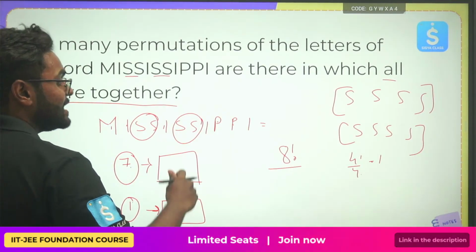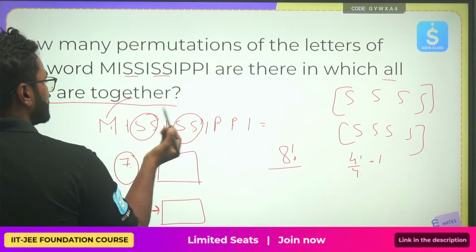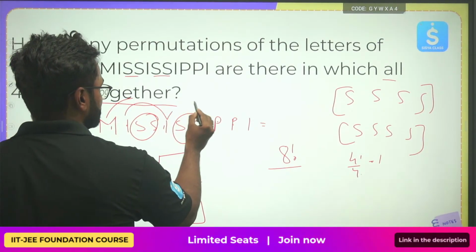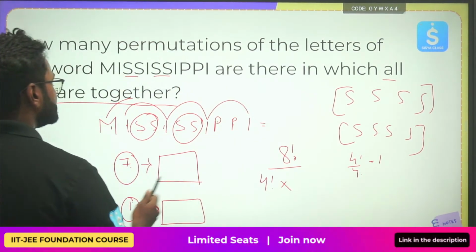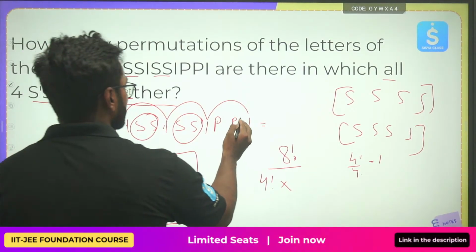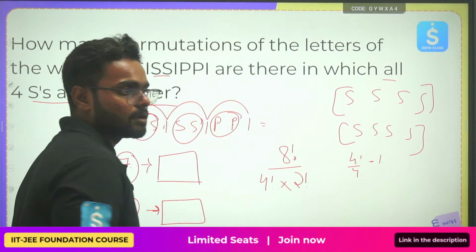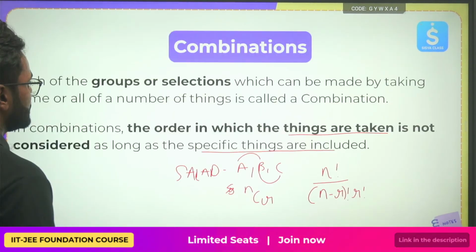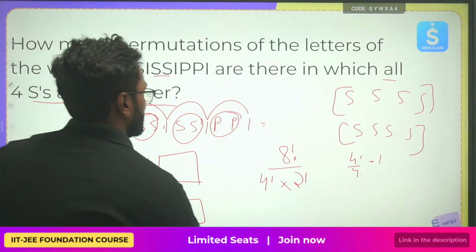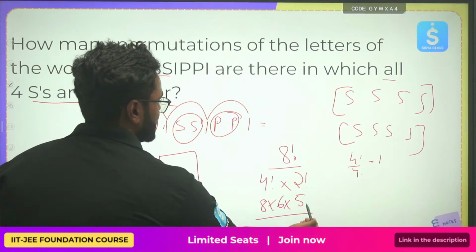Now coming to the other terms that are getting repeated. Can we see M repeating? No. Is I repeating? Yes, 4 times. 4 factorial into. What is the another thing that is getting repeated? I can see P getting repeated. Right? Now let's see the value of 8 factorial, or you can write it like 8 into 7 into 6 into 5, right? By 4 factorial is getting crossed here.